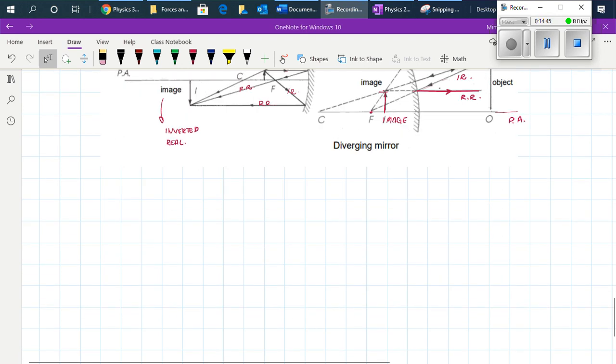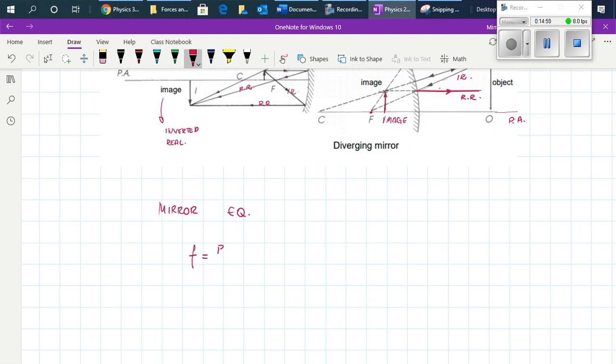However, we have equations, and those equations are in your formula sheet, so you don't have to remember them. The mirror equations are as follows. The focal length is half of the curvature of the mirror. And then the other formula is: 1 over the focal length is equal to 1 over the distance of the object plus 1 over the distance of the image.